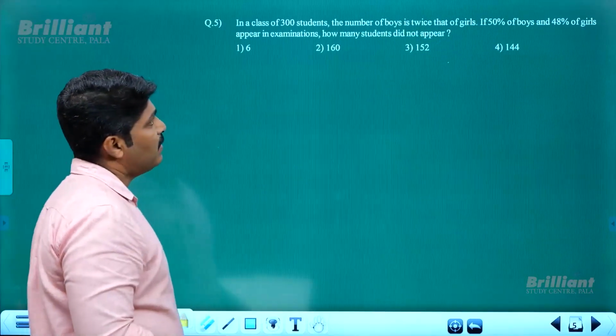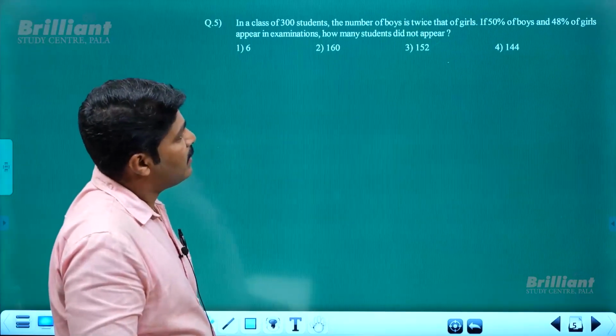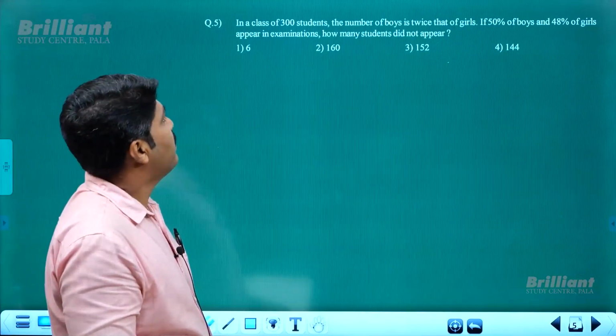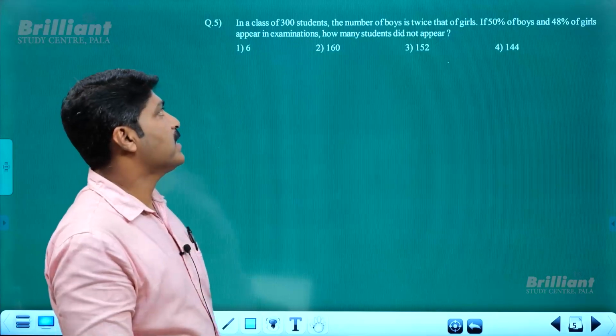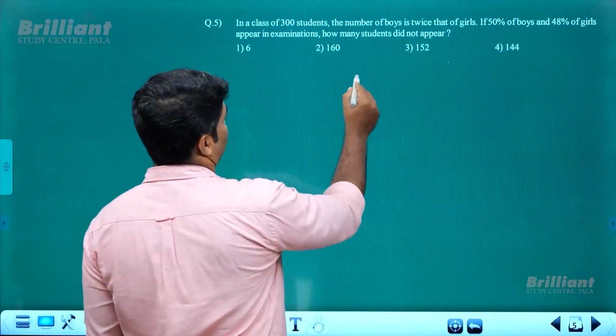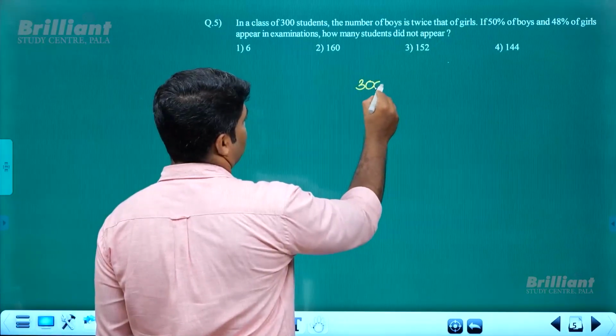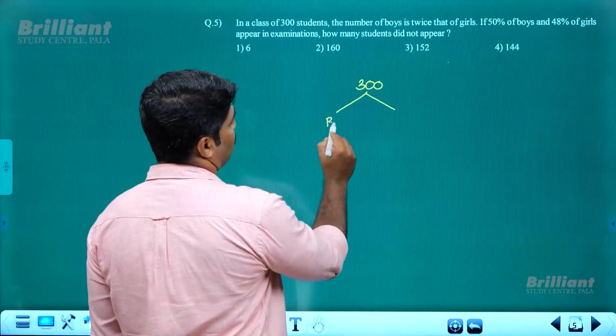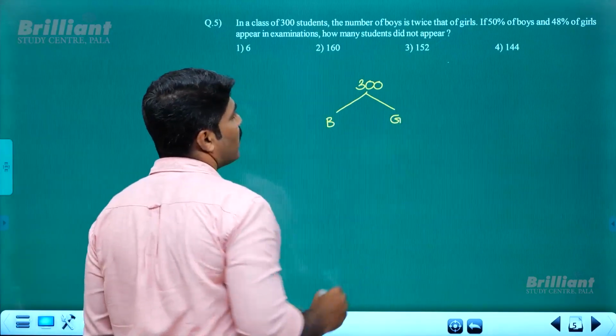In a class of 300 students, the number of boys is twice that of the number of girls. If 50% of boys and 48% of girls appear in the examination, how many students did not appear? First of all, let's consider what the total strength here is. 300 students. Here, what's the strength of boys and what about girls?